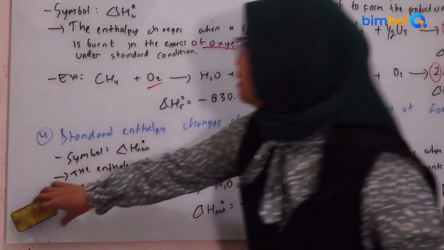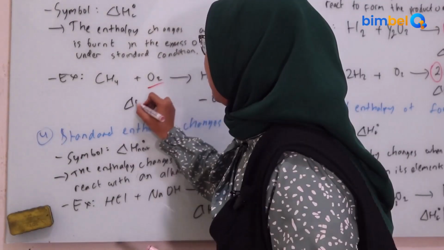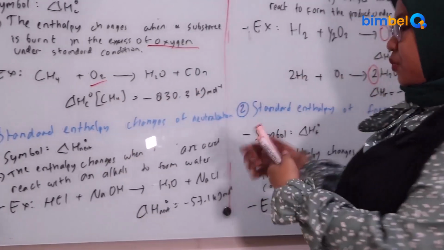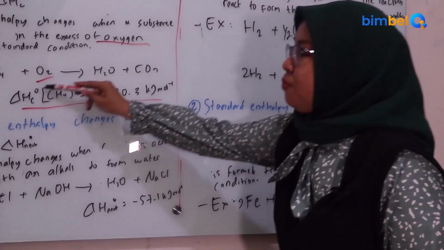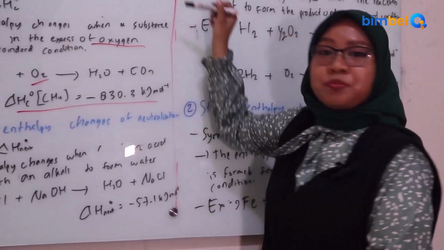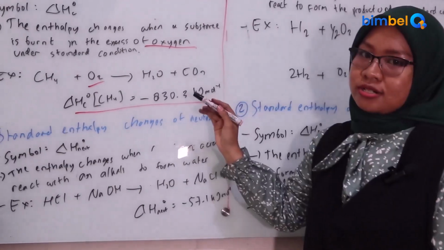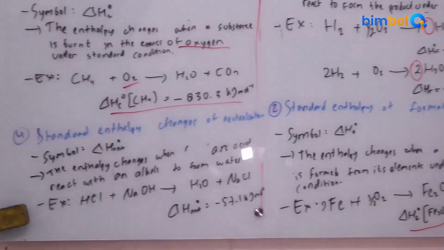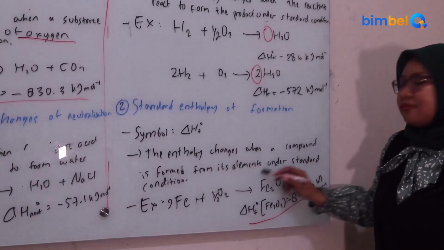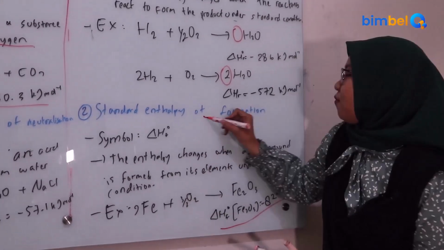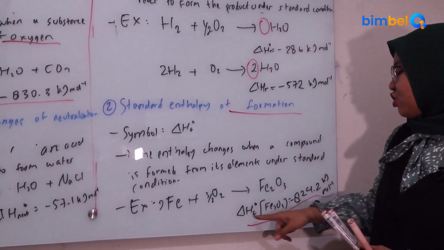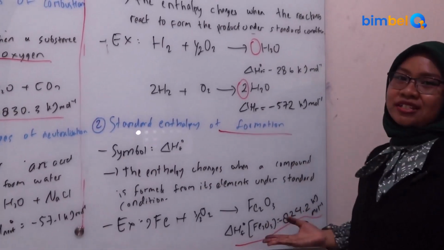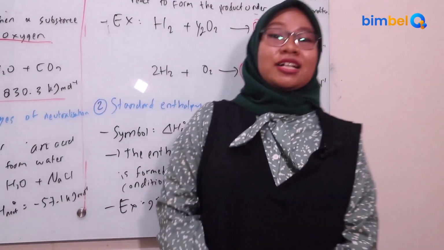I almost forgot to add that we can write delta H with a square bracket containing CH4. If we go back to this example, the one in the bracket is the reactant, because it's combustion, so the reactant will burn. This means this is the enthalpy for the reactant. While for formation, the component in the bracket is the product, because this is the enthalpy of formation. So that's the difference between combustion and formation. So those are the 4 types of enthalpy change.